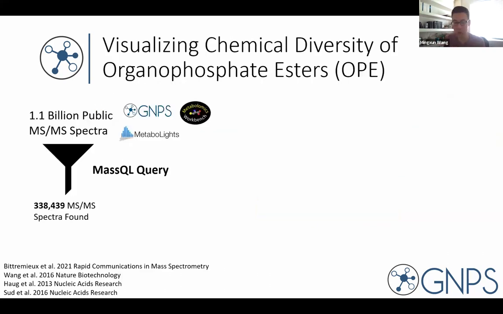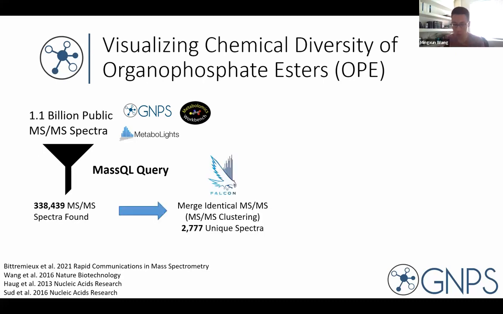Because we built out this whole ecosystem and infrastructure for MassQL, we were able to throw in all public data from GNPS, Metabolomics Workbench, and MetaboLights, and search these 1.1 billion spectra. To manually go through all this is not the most fun thing to do. But with MassQL, we were able to filter this 1.1 billion down to about 330,000 MS/MS spectra that exhibit this particular pattern. That's still quite a large amount, and there's a lot of repetition, so we collapsed and merged identical MS/MS spectra to reduce the redundancy.